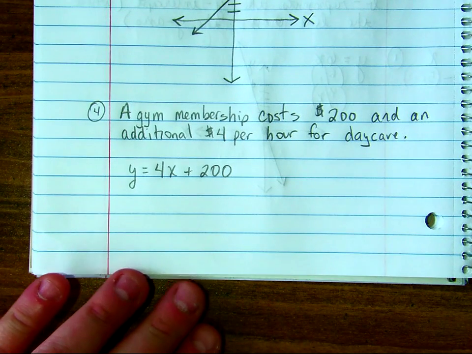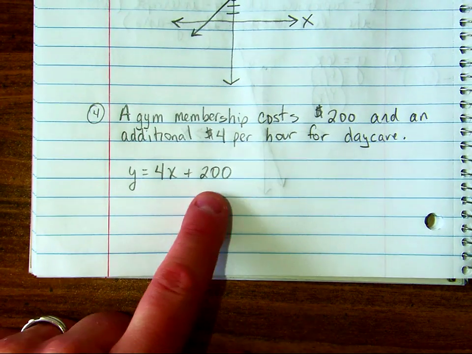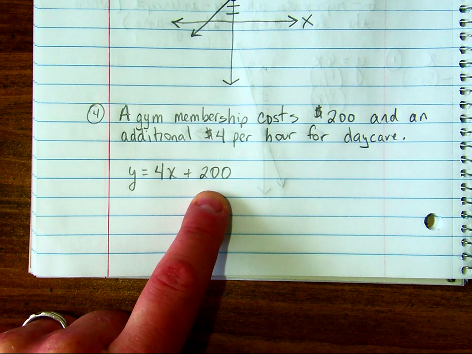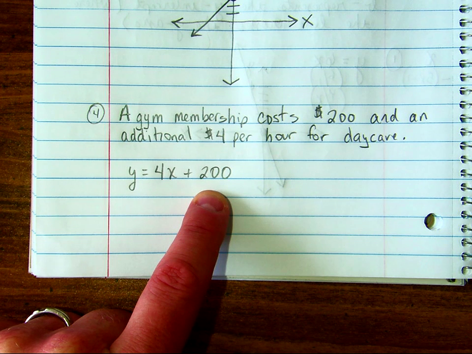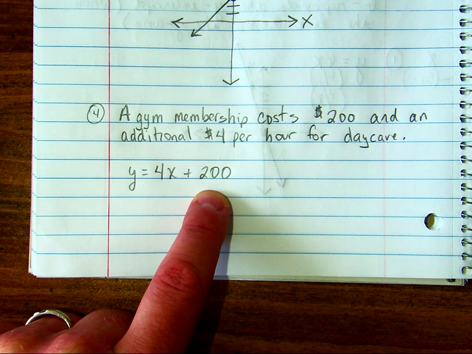Our constant is the 200. That is never, ever going to change. Whether I bring my kids to daycare 0 times or whether I bring my kids for 100 hours, it's never going to change. It's always going to be 200.